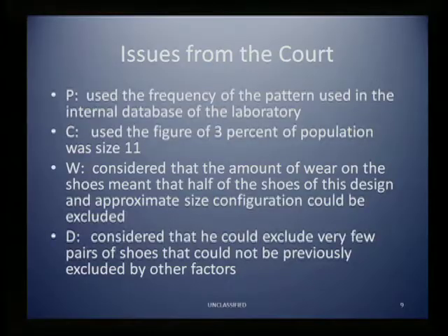The P is the frequency of the pattern. In their laboratory, I think it was 8,122 pairs of shoes that they had as a reference point. C was the figure, the percentage of the size 11s. I think in the UK at that particular time, 786,000 pairs, and out of those, 3% were size 11s. The W is the amount of wear, and I want to go through this at the end of this.